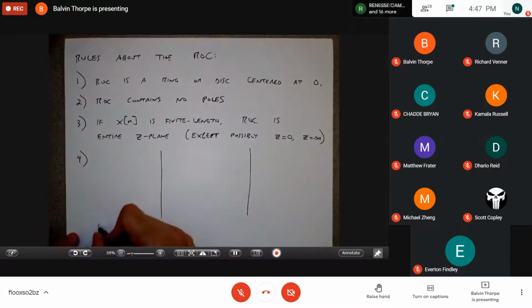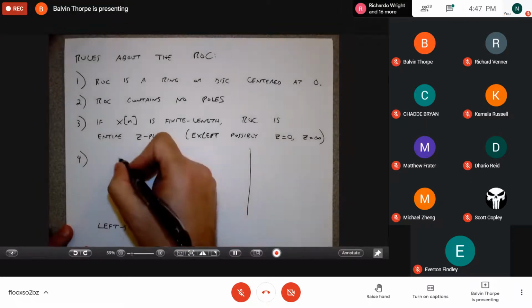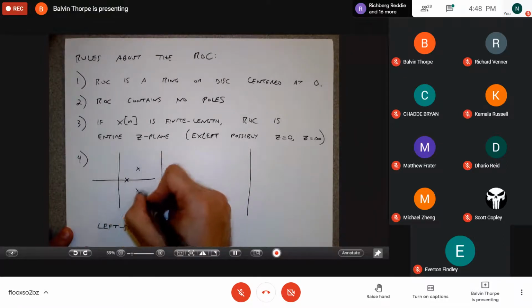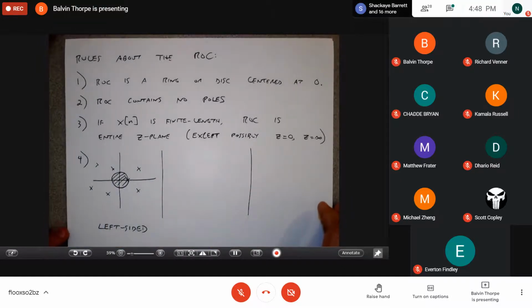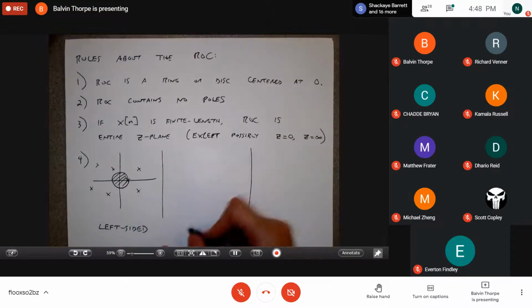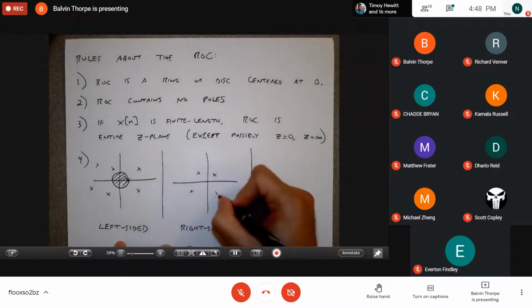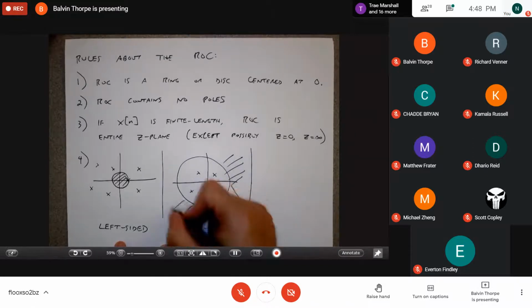If x of n is left-sided, my ROC is basically going to be the region inside the innermost pole. So if I have a bunch of poles out here, the ROC is going to be this region like this, the region inside all the poles. If I have a right-sided signal, the ROC is going to be kind of the reverse. It's going to be the region that is outside the outermost pole.